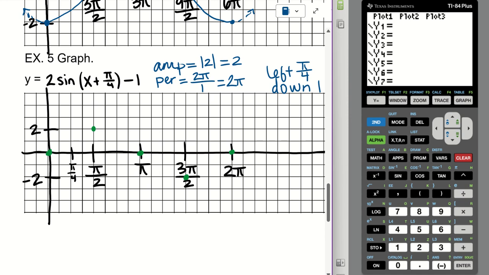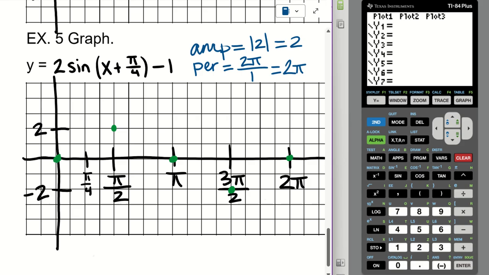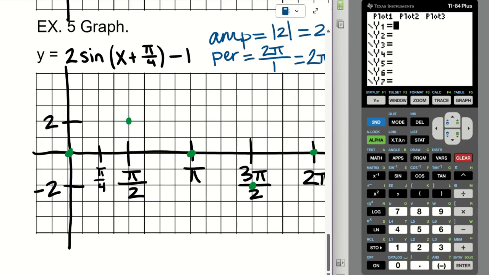So we need to take these 5 points and shift each one left pi over 4 and down 1 space. On my grid, 2 spaces is considered pi over 4. So if I'm going to go left pi over 4, I need to take this point at the origin and it's going to go left 2 squares and down 1 square. So this point at the origin is now located here at negative pi over 4 and negative 1.